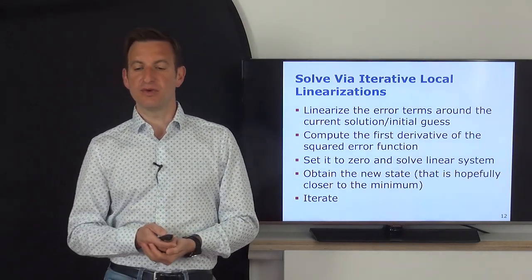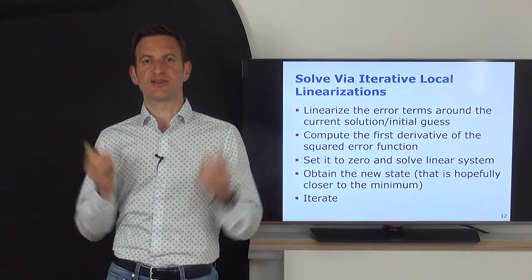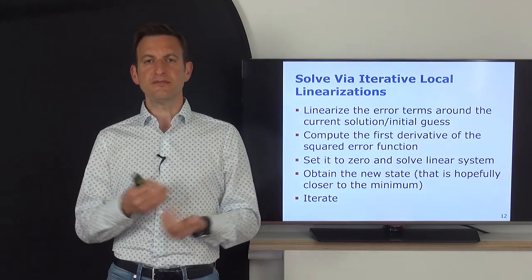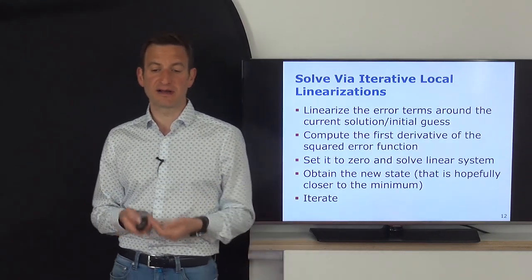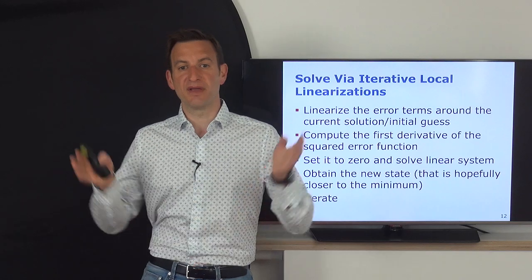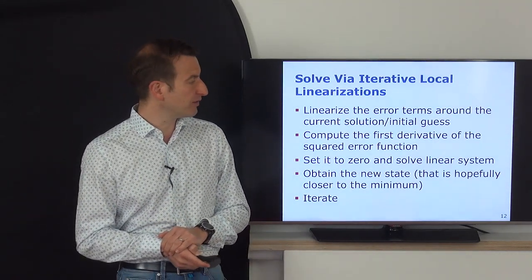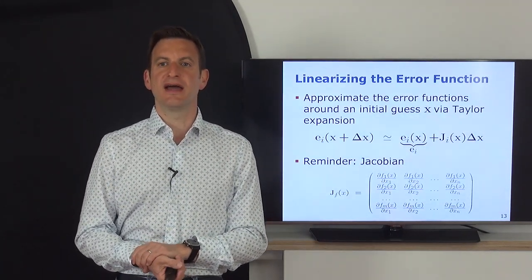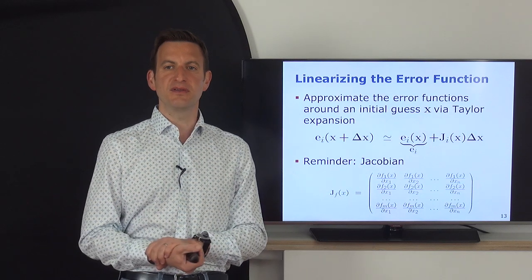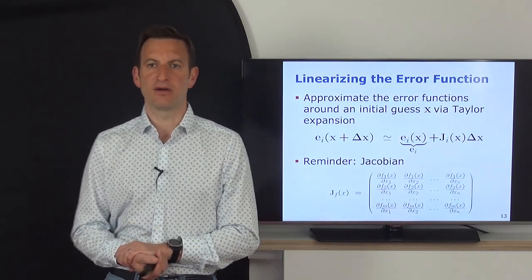The first thing we need to do is to linearize our original error function. Because this function f is in general nonlinear, we need to compute an approximation for it so that we have a linear function, and in the end obtain a quadratic error term. For doing this, we do something called a Taylor expansion, and for computing the Taylor expansion we need to compute the first derivative of our function e.